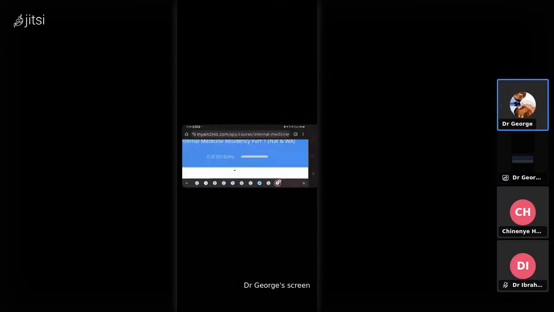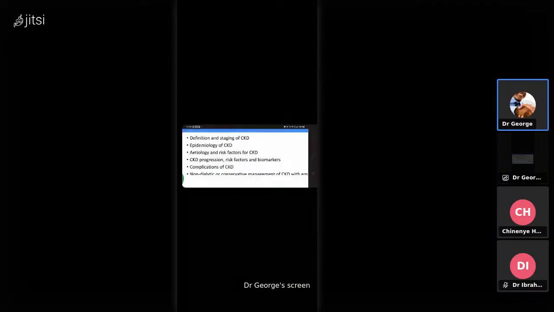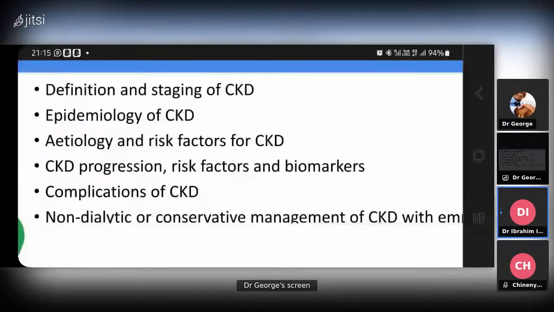All right, so definition and staging of CKD, epidemiology. Can you guys hear me? And are you seeing the screen? Hello? Yes, sir. We can hear you, but the screen is not large enough. You have to zoom in now. Put your phone in landscape mode, zoom in. Click on my name. That's where the screen is. Then you zoom in. Put your phone in landscape and see it well. Because my phone is also on landscape, so it's supposed to be bold.